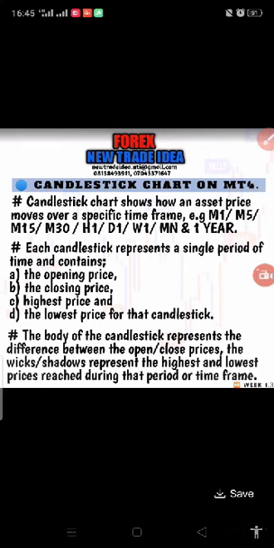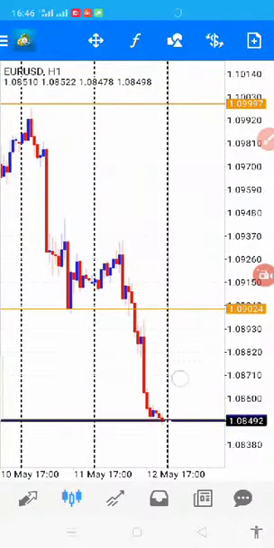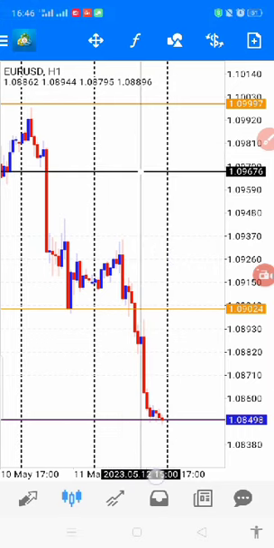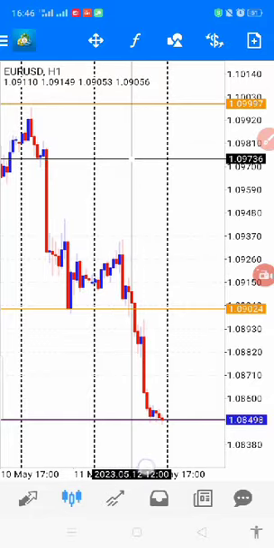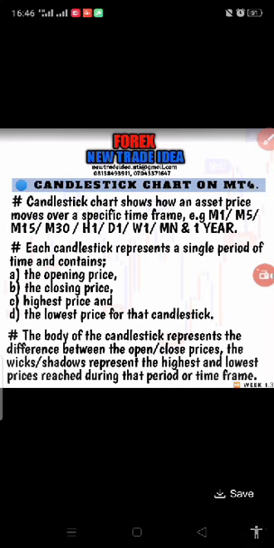So each candlestick represents a single period of time and contains the opening price. And talking about the time, see the time right here, down here. You can see it here. Each candle shows you the time and year, month, and all that. Then the body of the candle represents the difference between the open and close prices, while the wicks or shadows represent the highest and lowest price reached during that period or time frame.